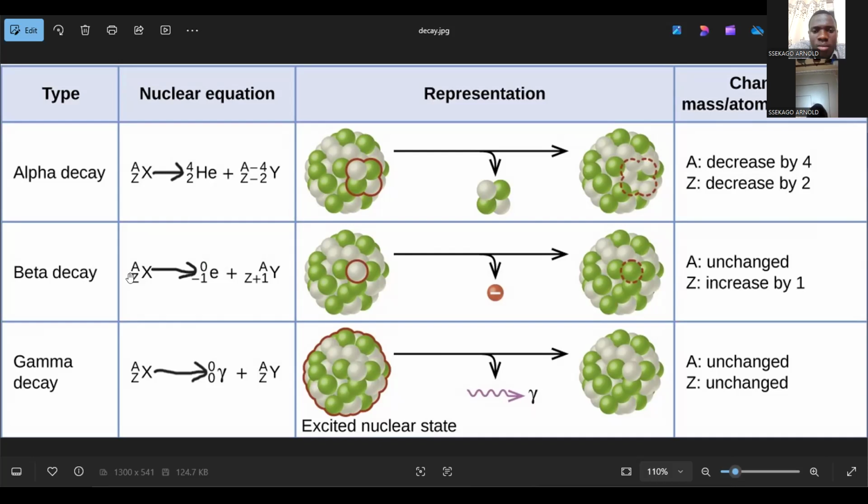Then for beta, we have seen that A remains A and Z increases by 1. So A does not change, Z increases by 1. This arrow you are seeing down shows that beta is being given out. Also here for gamma decay, it shows that gamma is being given out. Like that. So we shall stop here.